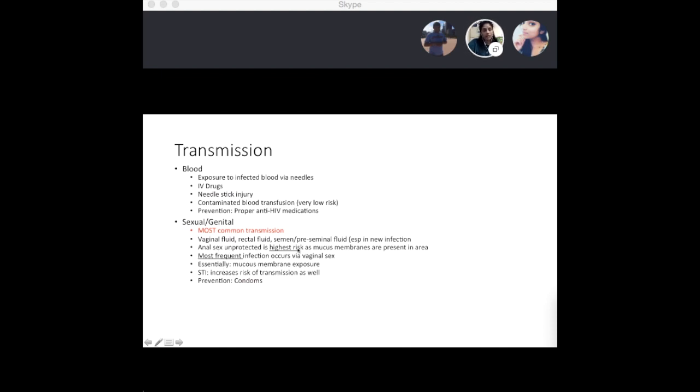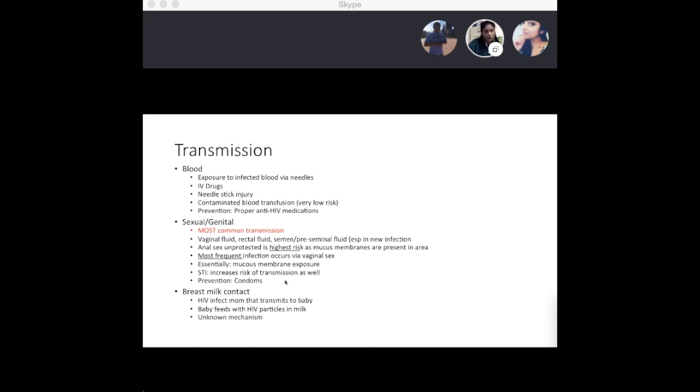Unprotected anal sex has the highest risk, as the mucous membranes are present in the area and they're exposed. However, the most frequent type of infection is unprotected vaginal sex. So essentially, mucous membrane exposure is what you're really concerned about here in sexual genital transmission. If you have an STI, it increases the risk of transmission as well. And prevention of this type of transmission is going to be condoms.